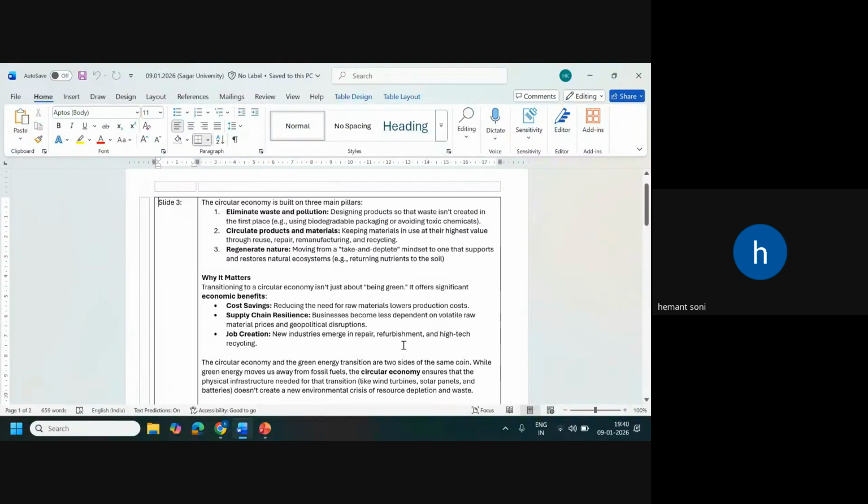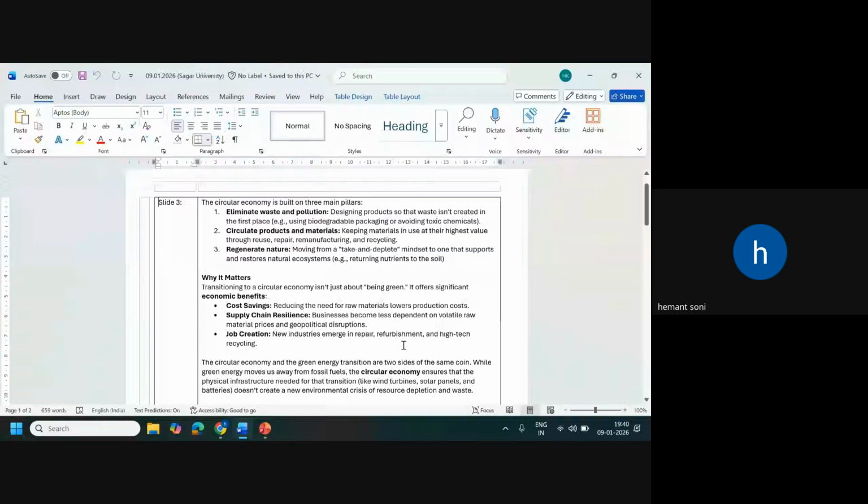Second is to circulate products and materials, keeping materials in use at their highest value through reuse, repair, remanufacturing, and recycling. For example, if I recall correctly, the packets being used by Amul for packing their milk, they can be reused. So one example, incidentally, I visited their manufacturing process, and then probably they were telling this.